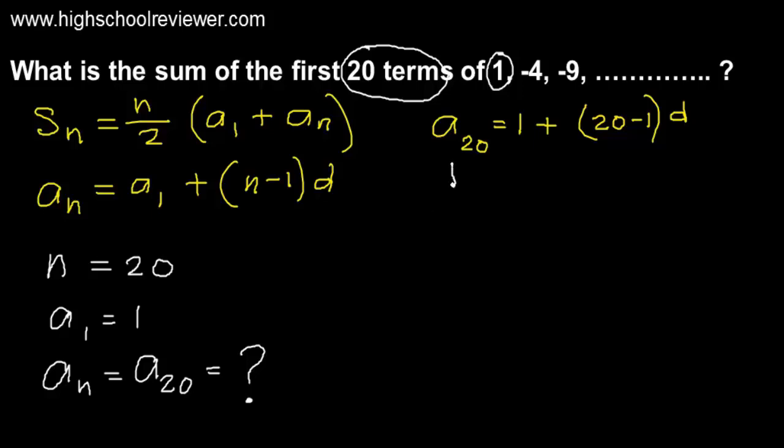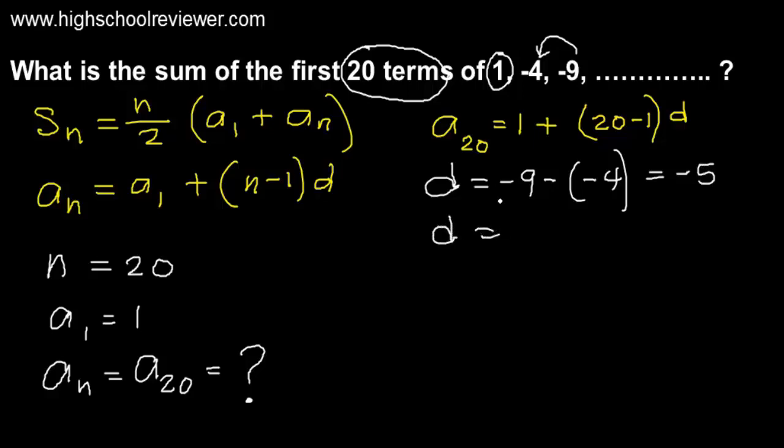So to solve for d, we will just subtract negative 9 and negative 4. So negative 9 minus negative 4 will be equal to negative 5. Or we can also subtract negative 4 and positive 1. So negative 4 minus positive 1, and this is still equal to negative 5. We now have the value for d, which is negative 5.